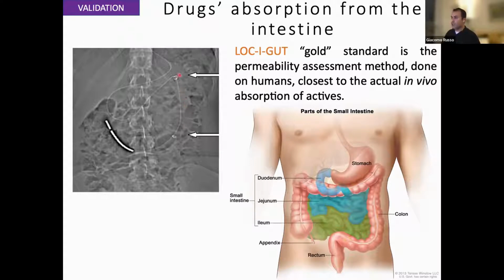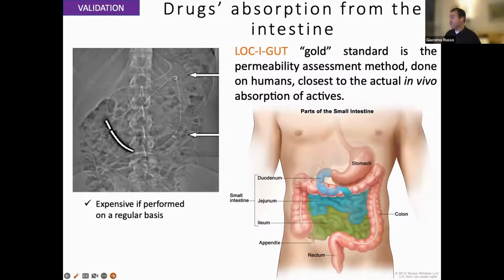You have a multi-channel tube in which you let flow a solution loaded with a known concentration of the drug you want to study the permeation of. And then you collect the perfusate at the end of the multi-channel tube, and you study through an analytical technique how much has been lost during this path, and you assume that that amount has been absorbed, okay?